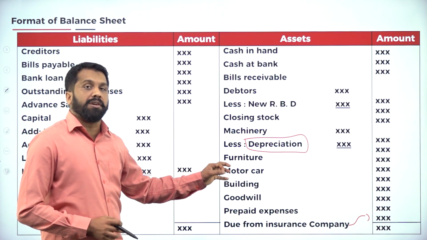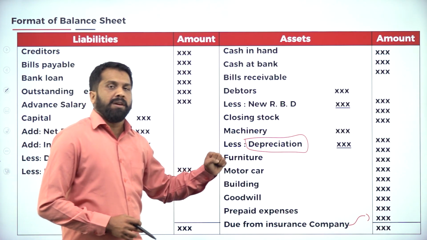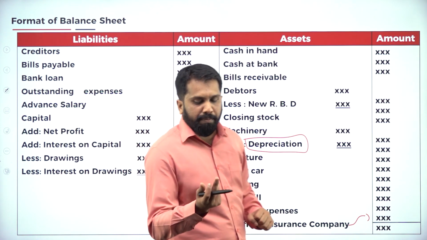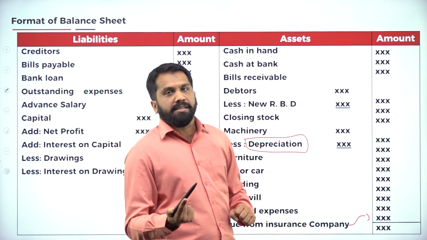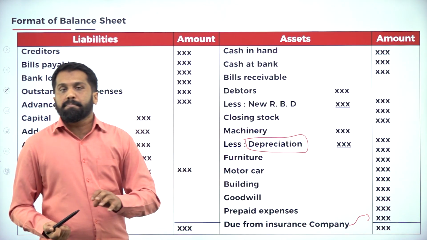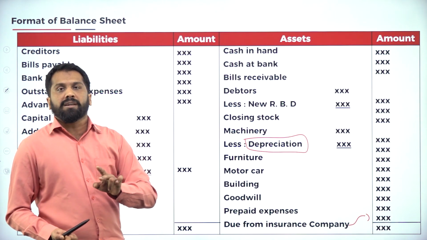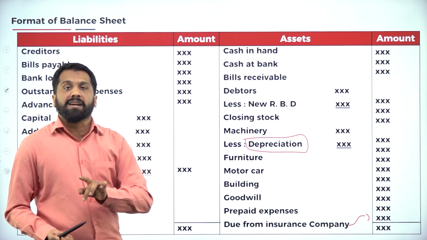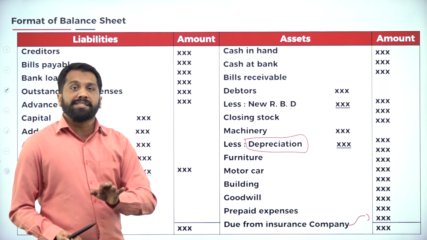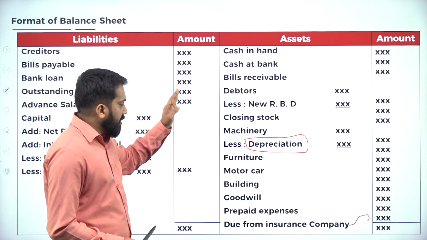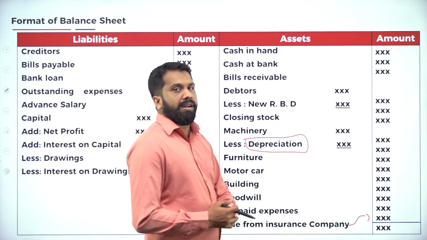So you must remember this balance sheet. Now what will come? Your cash, bank, your debtors, your furniture, building, your bills receivable, then any expenses paid in advance and insurance claim, inventory. Everything comes under your asset.